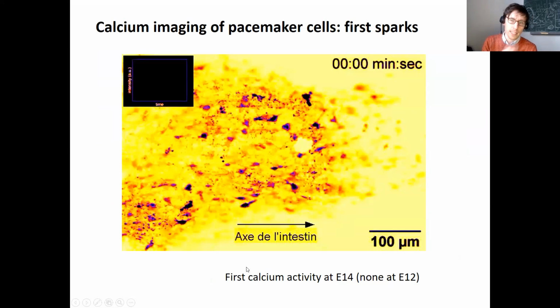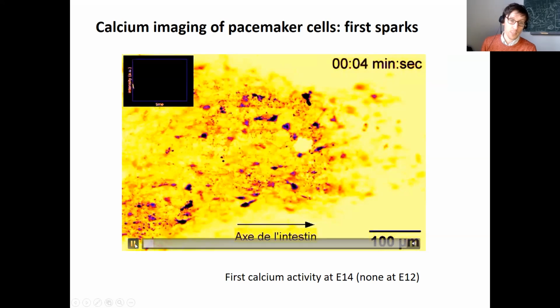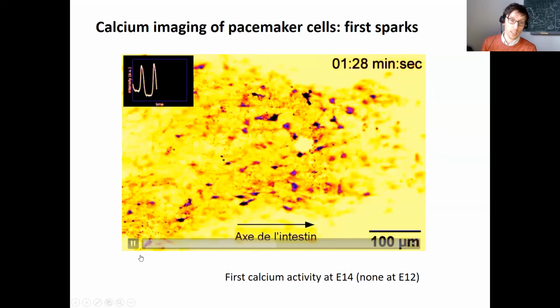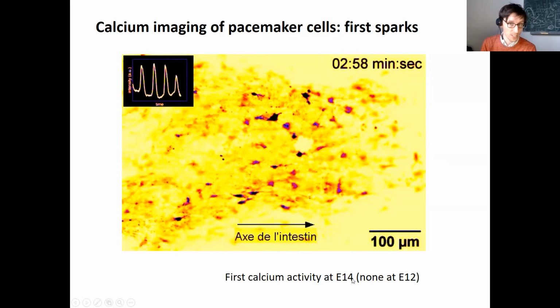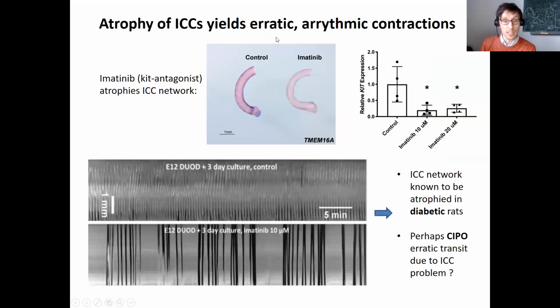By somewhat modifying our fluorophore AM labeling protocol, we could image calcium activity in Cajal cells. That's what a typical movie of this activity looks like. So there are calcium flashes in non-contractile cells, which we have found to be the Cajal cells. It's very regular and only occurs from E14, which is in agreement with the changes in the motility diagrams I just showed before.